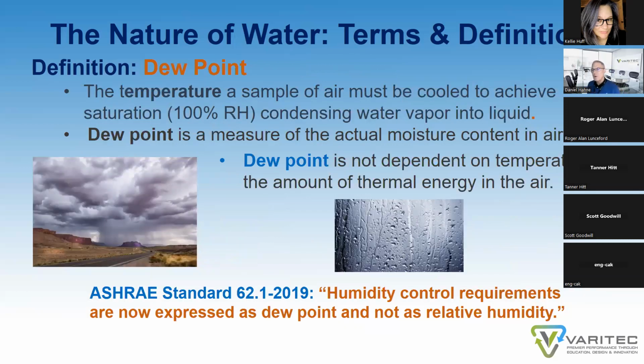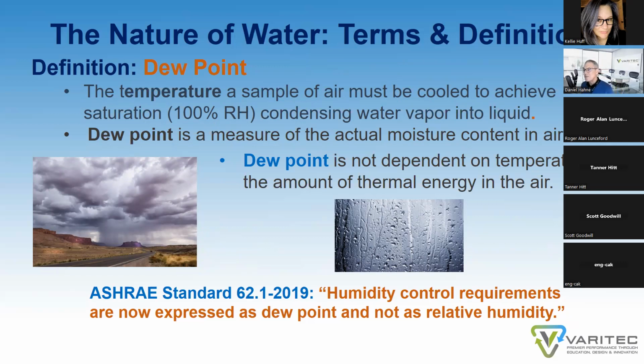Let's look at dew point. What is dew point? Dew point is the temperature a sample of air must be cooled to achieve saturation, 100% relative humidity, where that sample of air can hold no more water vapor. It is the condensing temperature. It is the temperature at which there is not enough energy in a sample of water vapor to maintain it in a vapor state, and it condenses into a liquid. That is the dew point temperature.